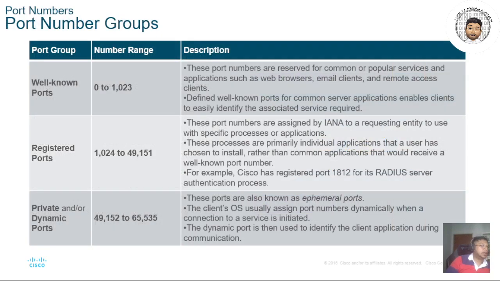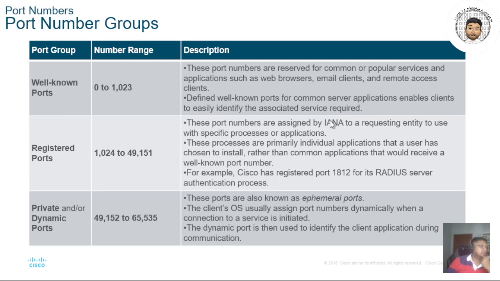Port number groups. Okay, we have several port number groups: well-known ports, registered ports, and then private or dynamic ports. Usually when we involve the internet, you have ports 0 until 1023. This is reserved for common and popular services and applications such as web browsers, email clients, and remote access clients. They are defined as well-known ports for common server applications, and it enables clients to easily identify the associated service required.